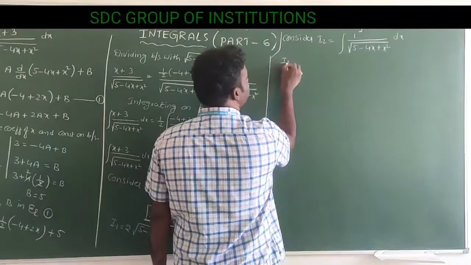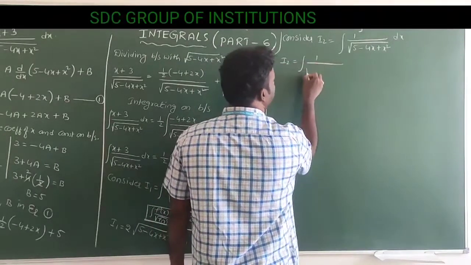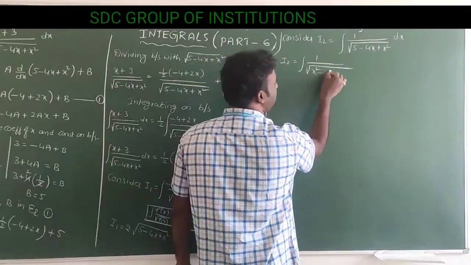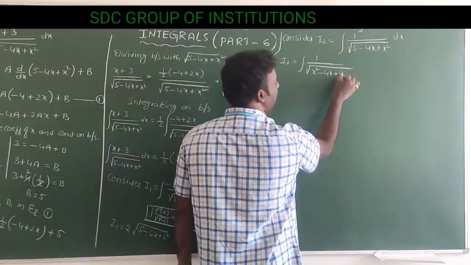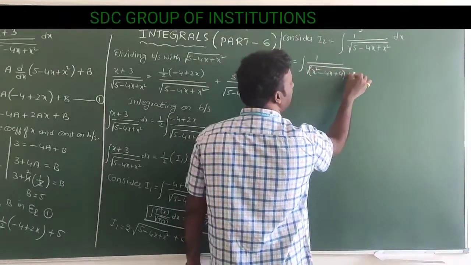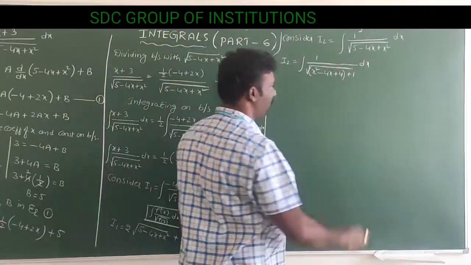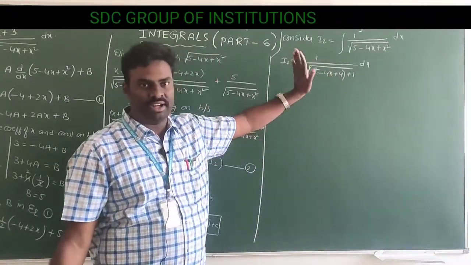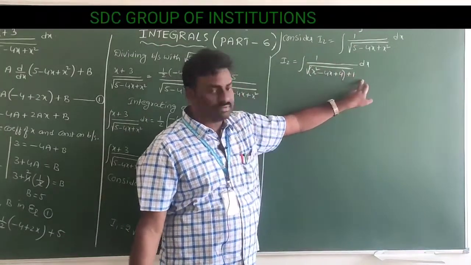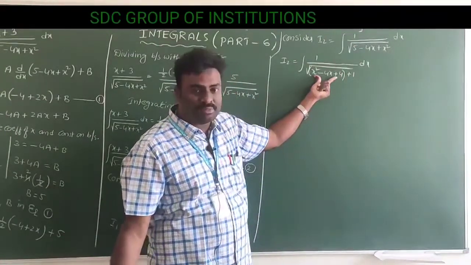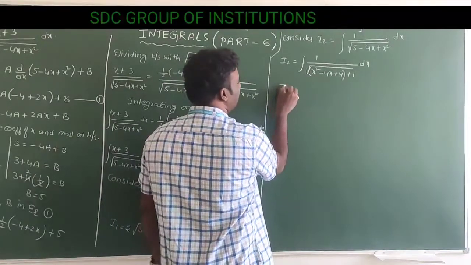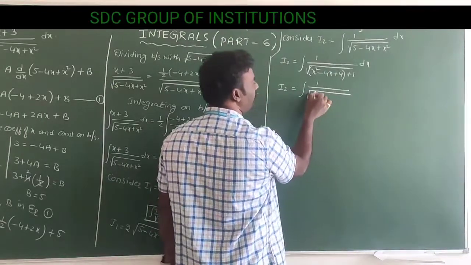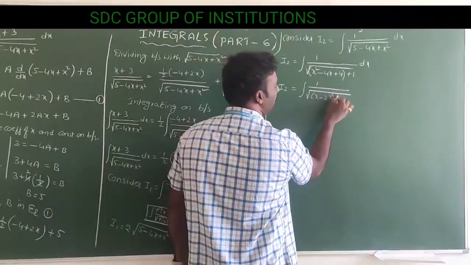Then I2 is equal to integral 1 by under root of, first I am taking x square, next I am taking minus 4x. Here 5 is there, this 5 can be written as 4 plus 1. Without adding and subtracting also we can easily get it, but not all questions you can get like this. This 5 I can write as 4 plus 1. This term can be written as a minus b whole square. That is, I2 is equal to 1 by under root of x minus 2 whole square plus 1 square.